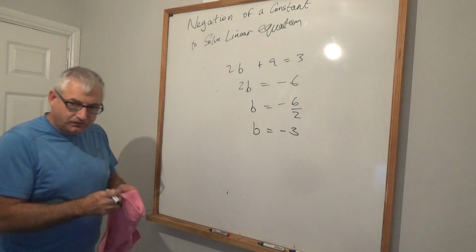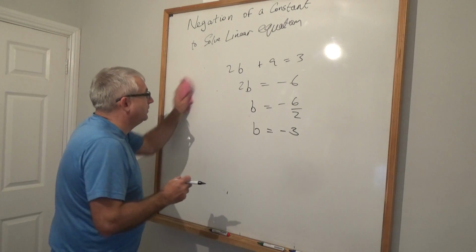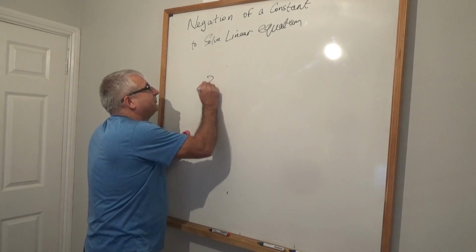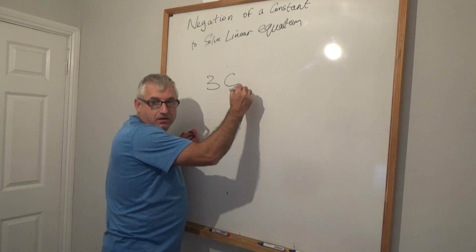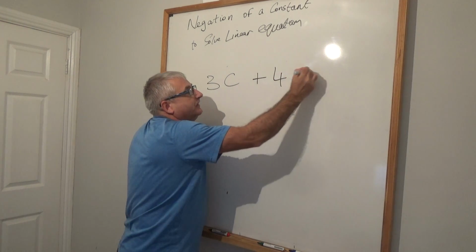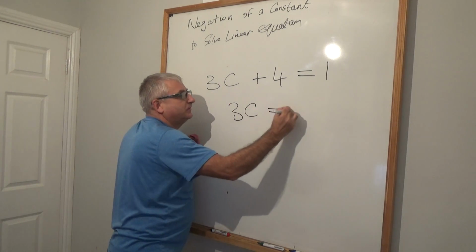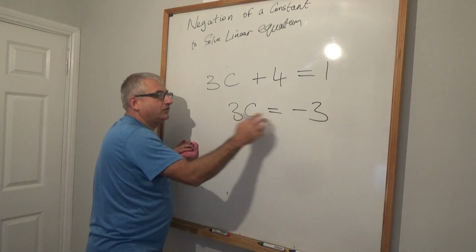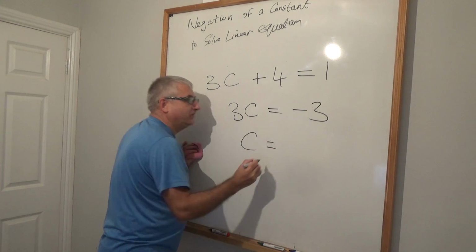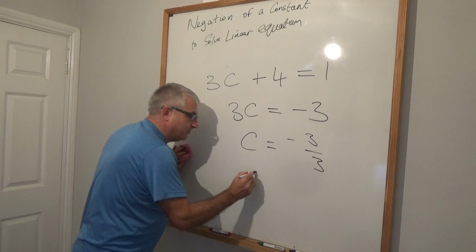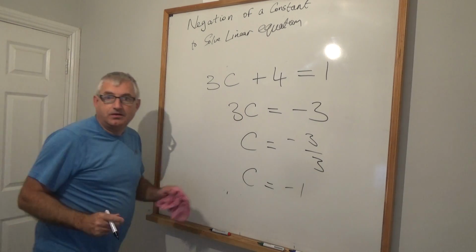The next question is 3c plus 4 equals 1. Negate the 4. 3c equals negative 3. Reciprocate the 3 down. I don't have to say down, but it makes us understand it a little bit better for now. And then go ahead and compute that. That's equal to negative 1.